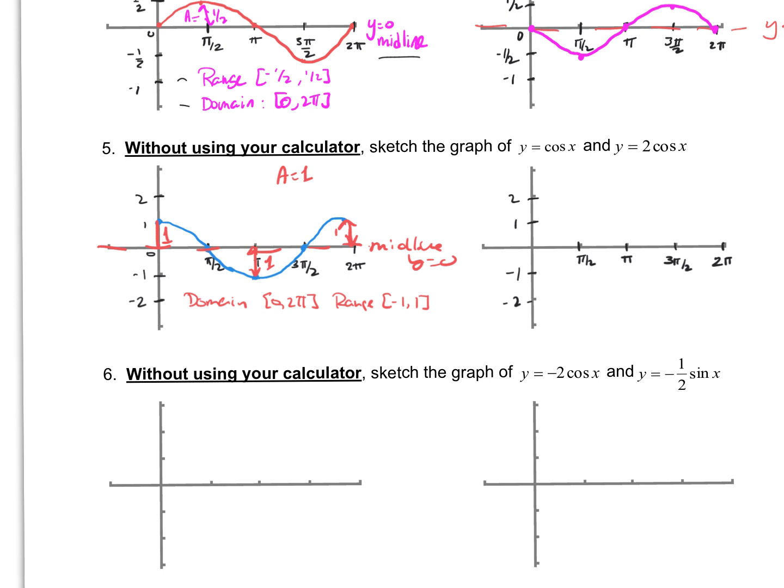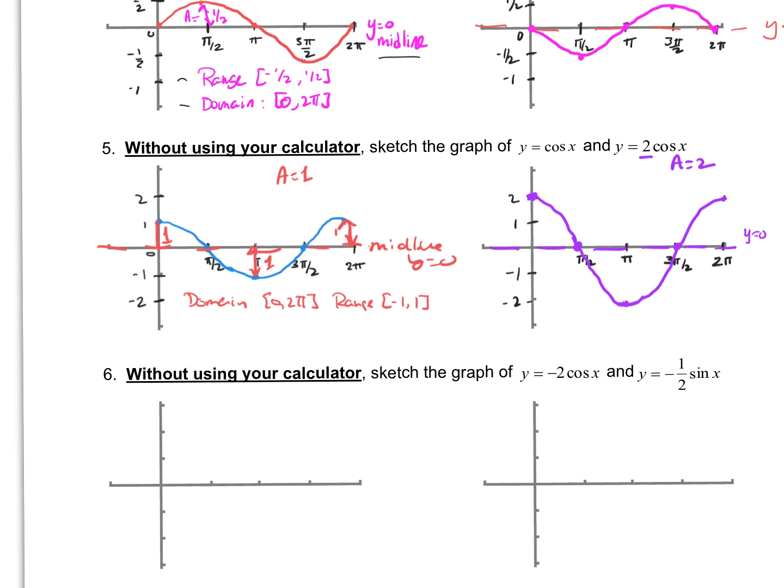Our amplitude is different on here because now A is 2. If this is our midline again, y equals 0, you want to make sure that you go 2 from the midline. We start at 0 and go up to 2, so we're on the axis. Then we come down, cross at the midline at pi over 2, go down to -2, come back up at 3 pi over 2, and then 2 pi. I like to draw my points because it's easier for me to see what I'm doing, and then I can draw the graph.